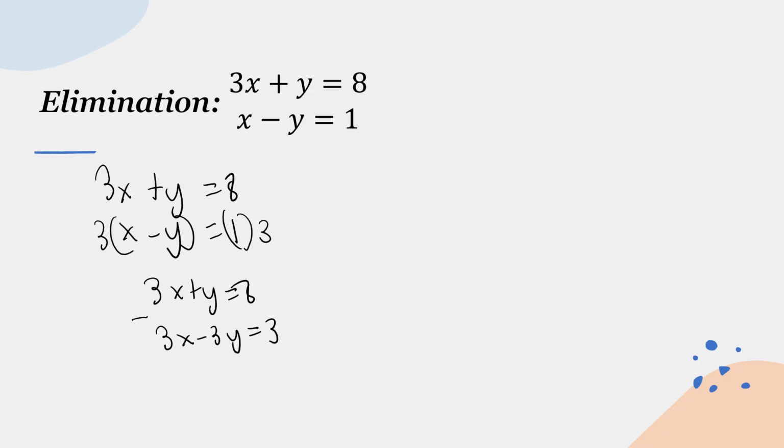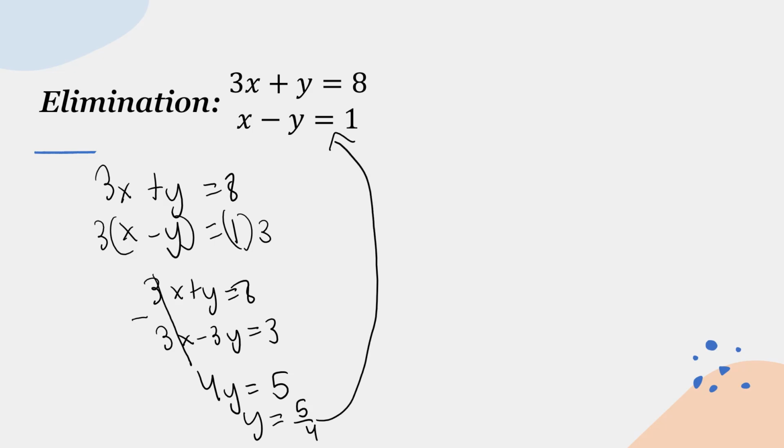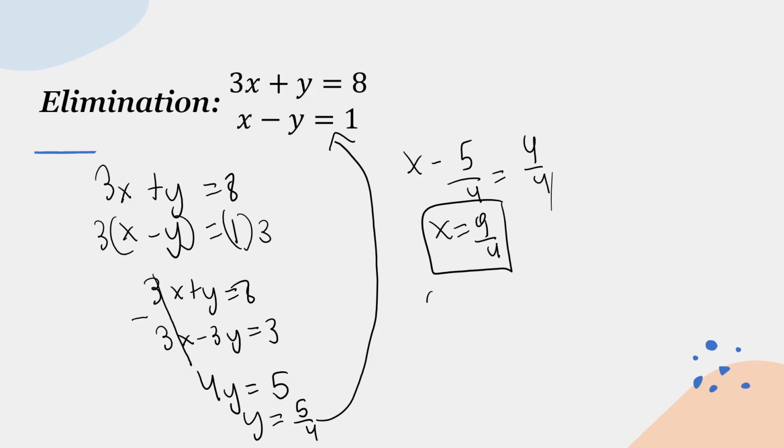Now notice if you subtract these two equations, you'll be left with the one variable equation of y. So let's do that. If you subtract these two equations, you get 4y is equal to 5. And you get y is equal to 5 fourths. Now let's plug this back into this equation and see the x value. So x minus 5 fourths is equal to 4 fourths. 4 fourths is 1. So you get x is equal to 9 fourths. And so our solution is 9 fourths comma 5 fourths.